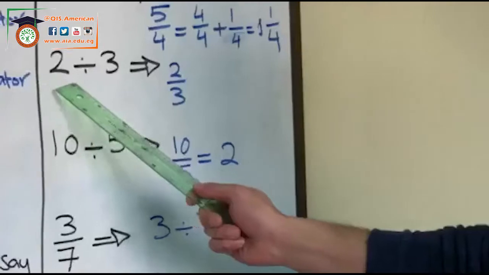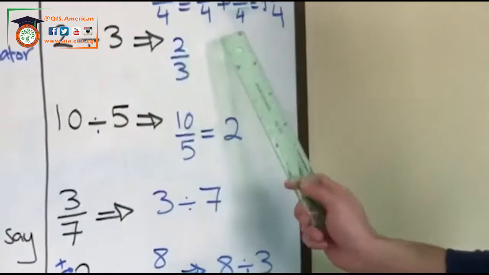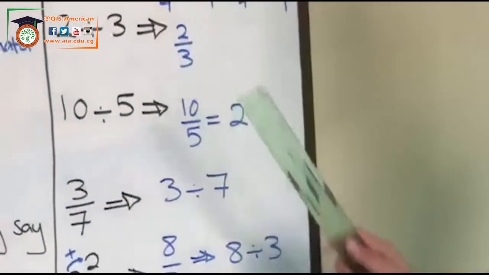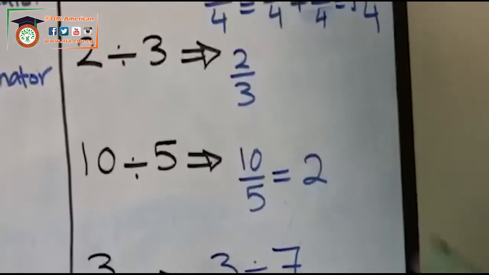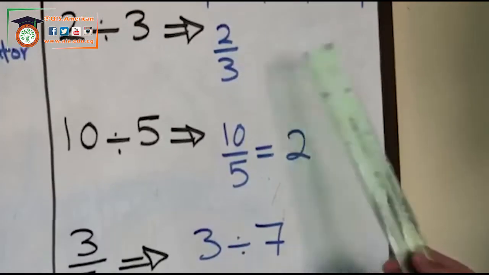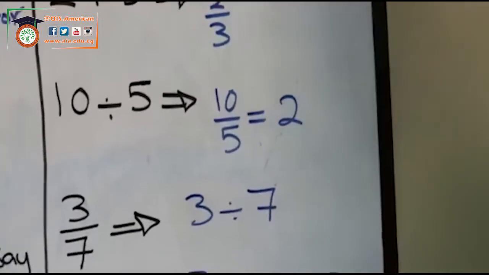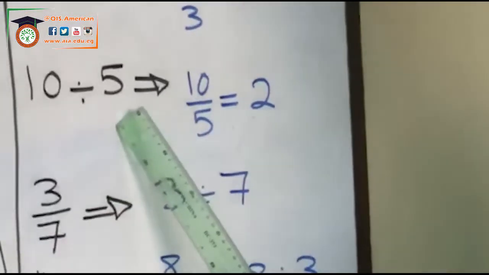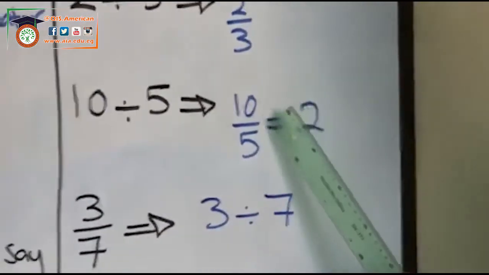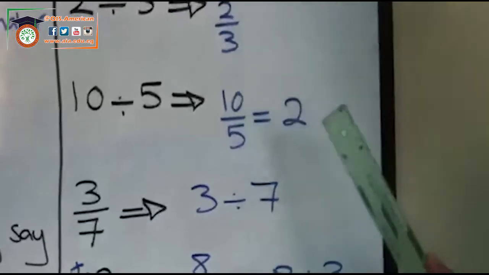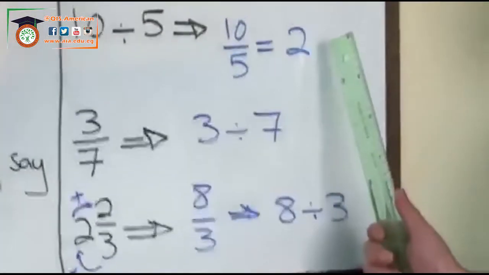Here I have 2 divided by 3. I can turn it into 2 over 3, but this is the simplified version. I cannot simplify it more. Here I have 10 divided by 5. I can turn it into 10 over 5, but I already know from times table 5 that 10 divided by 5 is 2.